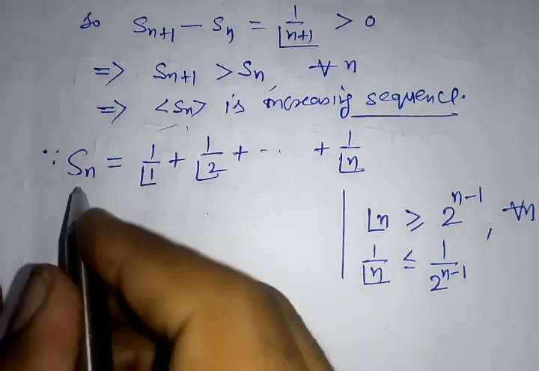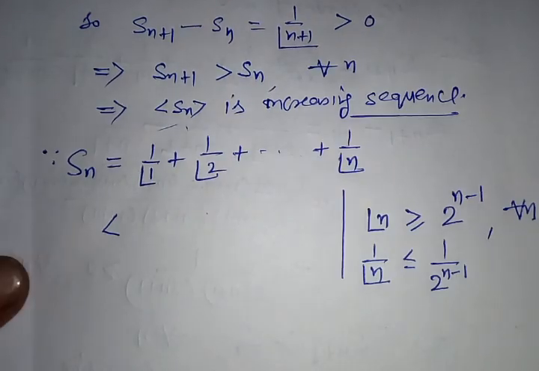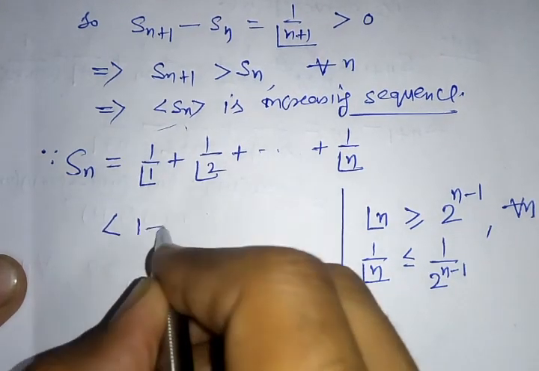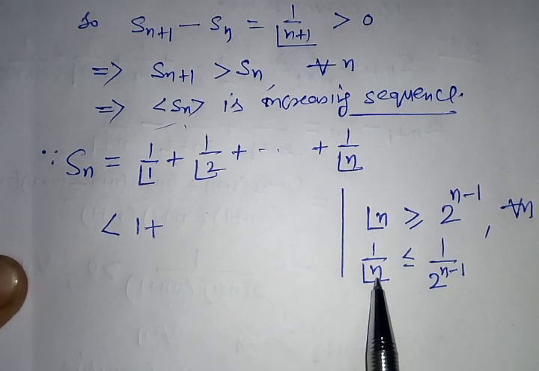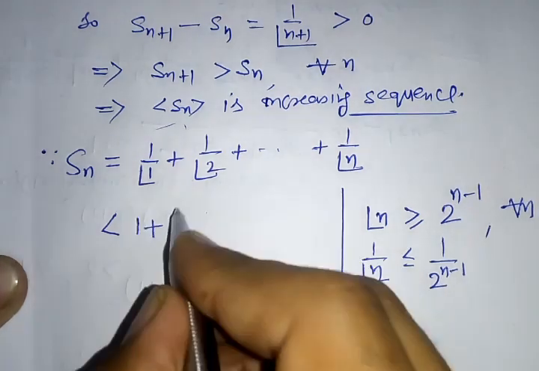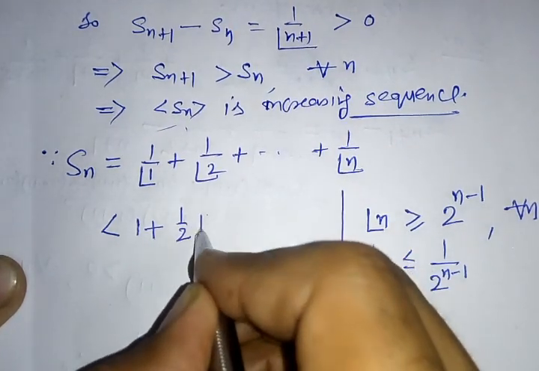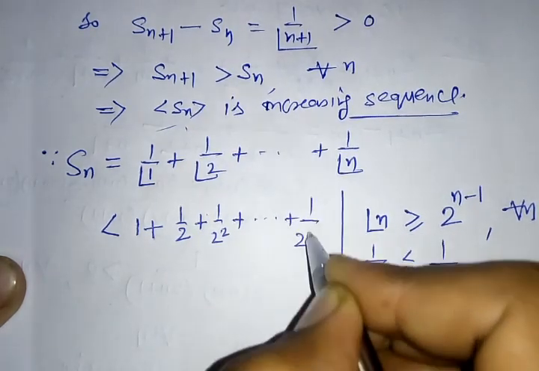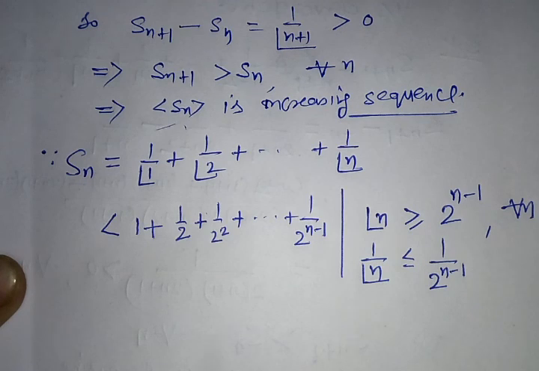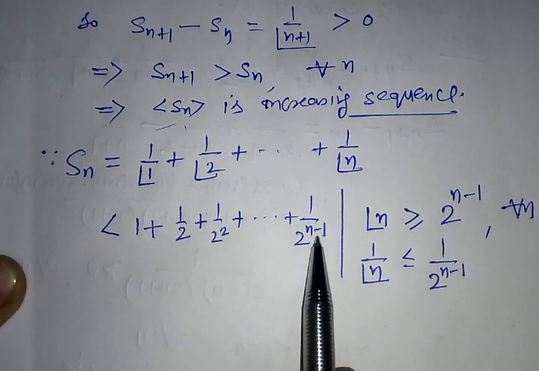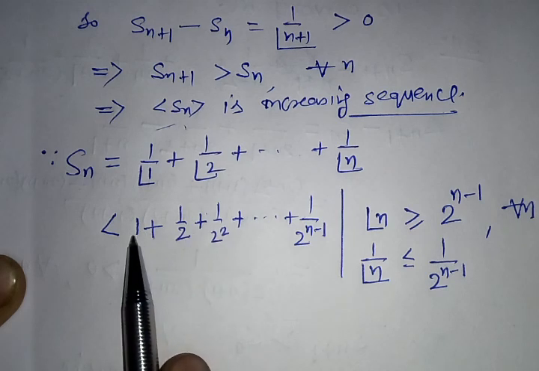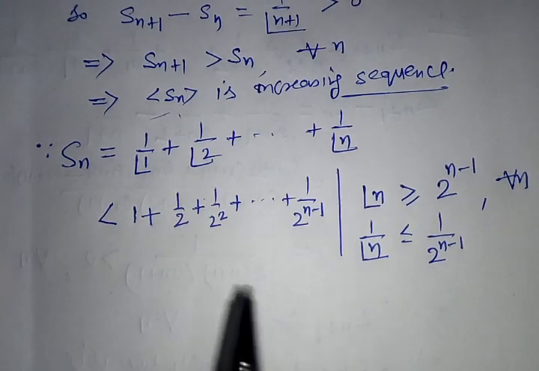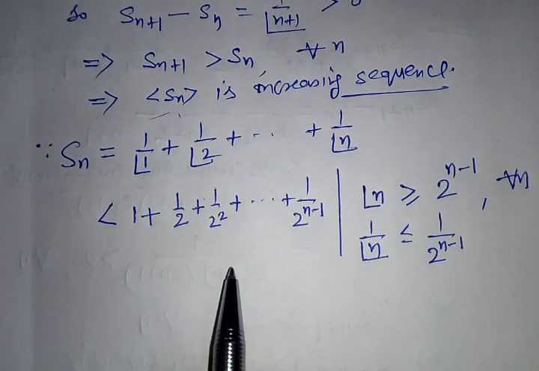So by using this result, what we can write? Sn is less than 1 upon 1 factorial, so I take n equal to 1 and get 1, plus 1 upon 2 factorial, so n equal to 2, then I get 1 by 2, plus 1 by 2 square, plus and so on. Here I get 1 upon 2 raised to the power n minus 1. So there are terms 1, 2 up to n minus 1, and one term is this, so total n terms are here. And this is a geometric progression whose common ratio is 1 by 2.